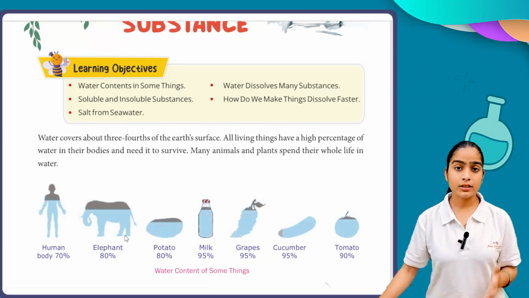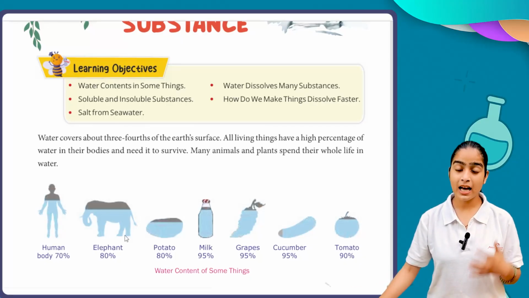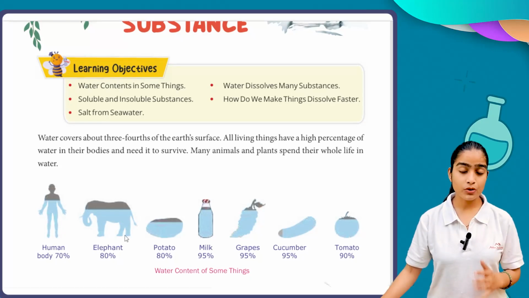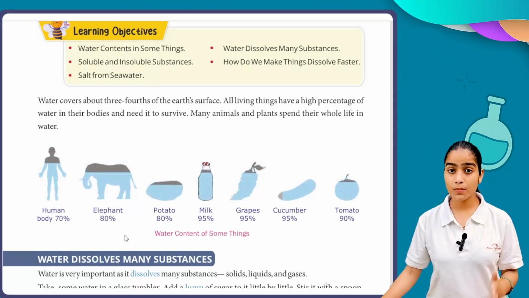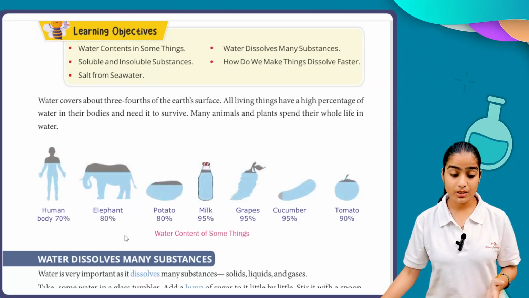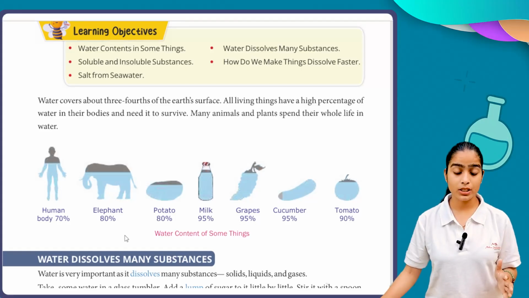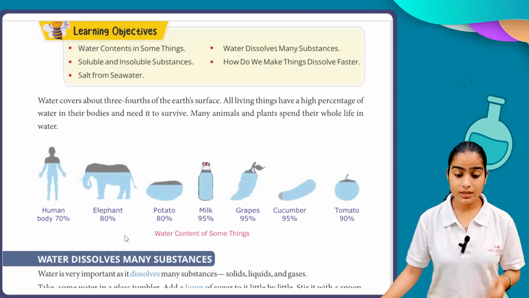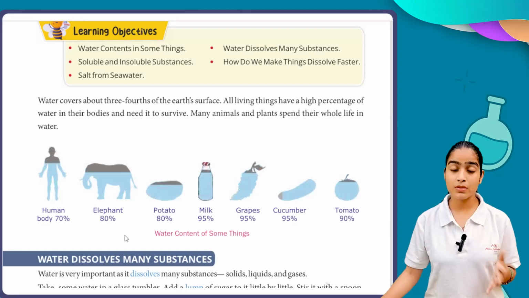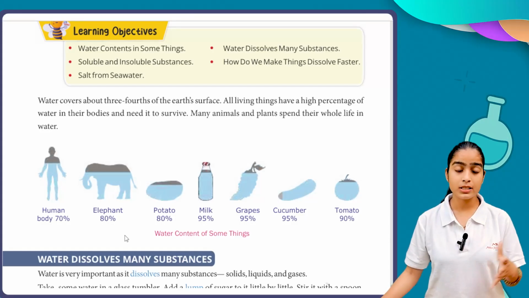Next, what is the water content present in our body, in animals or any other different thing? We are talking about humans. Our body is made up of 70% water. An elephant's body is made up of 80% water. In potato, 80% water is present. Milk, 95%. Grapes, 95%. Cucumber and tomato, 95 and 90%. So this much water content is available in all these things.